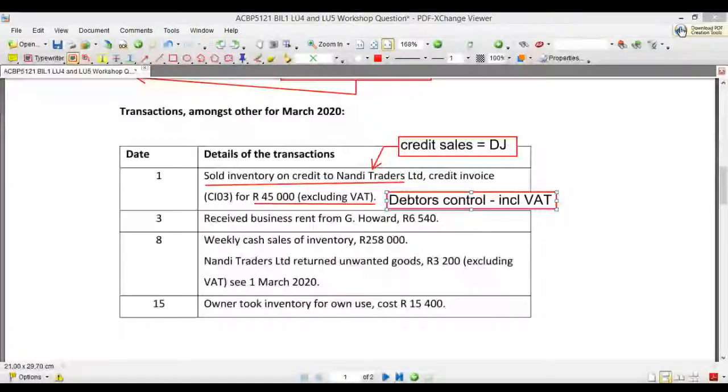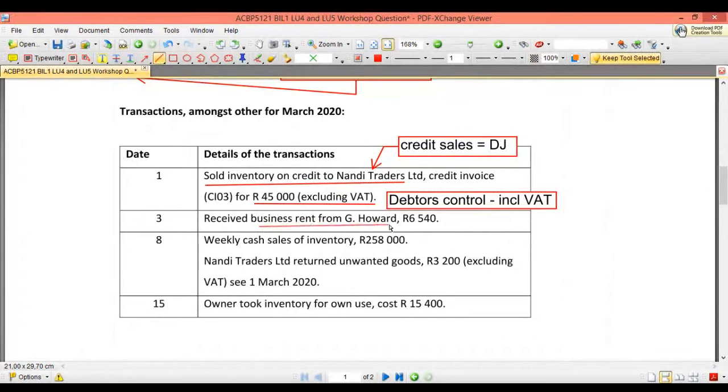Okay, so I'm going to share the PDF again. Let's look at the PDF. It should be up on your screens. So on the 3rd, we received business rent from G. Howard for 6,540.